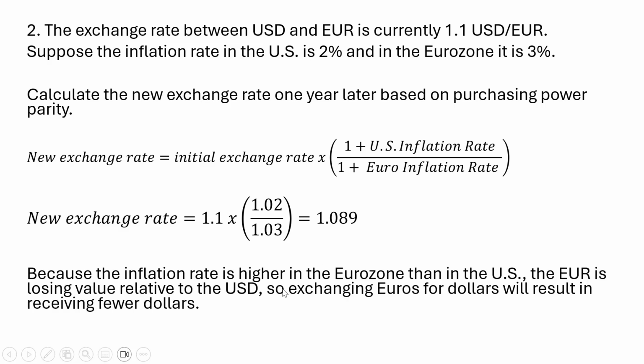So because the inflation rate is higher in the Eurozone than in the US, the euro is losing value relative to the US dollar. So exchanging euros for dollars will result in receiving fewer dollars. At one time, 1 euro would trade for 1.1 US dollars. Now, because of the higher Eurozone inflation relative to the US, 1 euro will only return 1.089 US dollars.